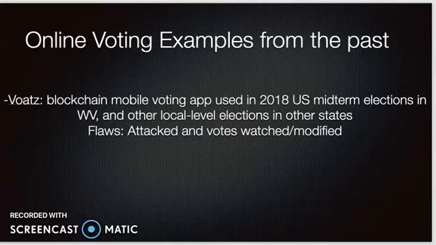A real-life example I found was an app called Votes, which is a blockchain mobile voting app that was used in the 2018 U.S. midterm elections in West Virginia. And this app was also used in other local level elections across the U.S., but one of the main flaws that was found was that the system itself had been attacked and that many votes were being watched or modified by hackers.